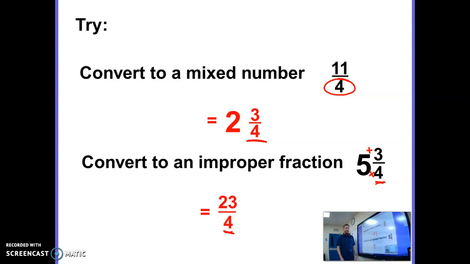Alright, that's converting between improper and mixed, a quick tutorial. and also finding a fractional amount.